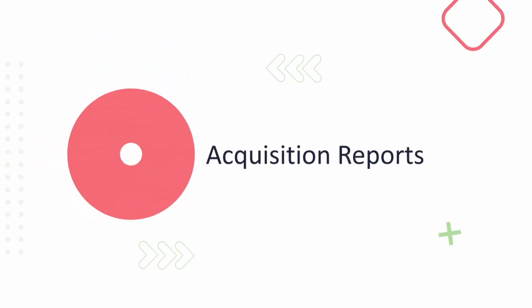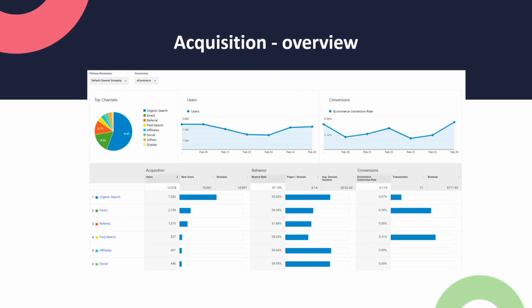We have acquisition reports, and the reason why I closed off on goal setup and event tracking in the last lesson is because you need that in place for any of these acquisition reports to be of value to you. This is the overview of the acquisition report. You can see the top channels that people have come from, the number of users, the e-commerce conversion rate in this case, because we are still using the Google Merchandise Store, and then a breakdown of the different channels that you have acquired these users from.